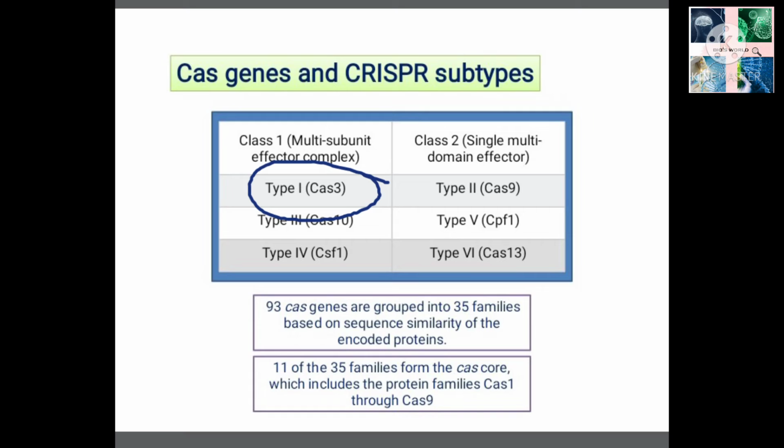Now, let's know about the function of Cas3. It falls under type 1. It is a single-stranded DNA nuclease and ATP-dependent helicase. Next is Cas10. Its function is as the homologue of Cas10d and Cse1. It binds CRISPR target DNA and promotes stability of the interference complex. Next is Csf1. Its function is still unknown.